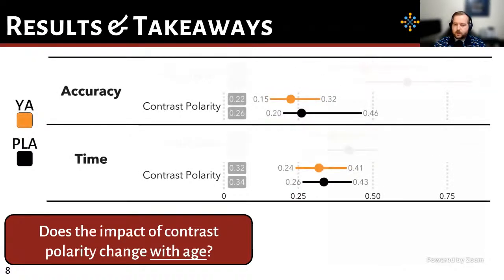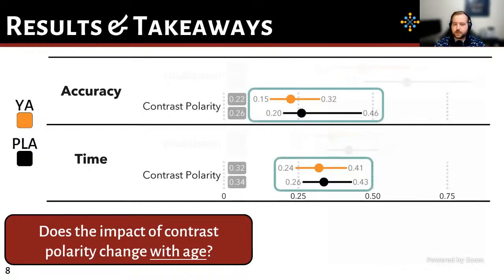We'll focus for now on the contrast polarity section. Orange is young adults and black is PLA. And you want to look at just comparing, for each accuracy and time, just the stuff within each little box. We did more detailed analysis in the paper, but essentially if they overlap a lot, then there's very little difference. And if there's no overlap between these bootstrapped ranges, then we would say that there's likely strong evidence of differences. So here we see a lot of overlap between our ranges of the percent differences per person.